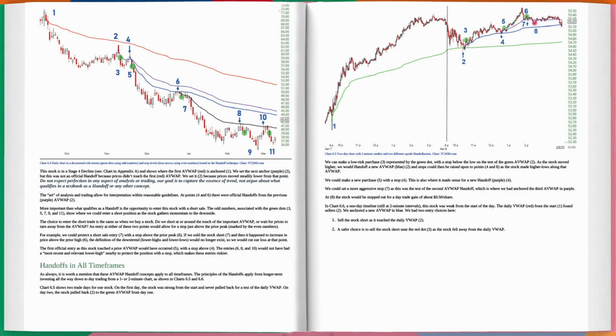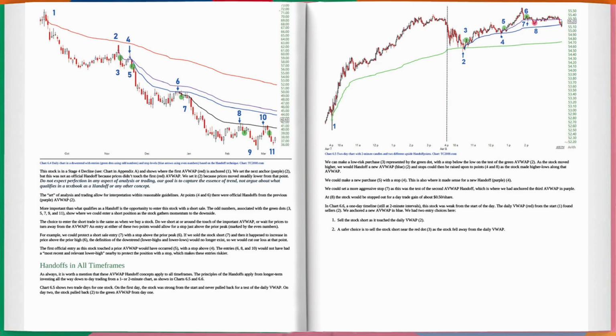Handoffs in all time frames. As always, it is worth a mention that these AVWAP handoff concepts apply to all time frames. The principles of the handoffs apply from longer-term investing all the way down to day trading from a 1 or 2 minute chart, as shown in charts 6.5 and 6.6. Chart 6.5 shows 2 trade days for one stock.